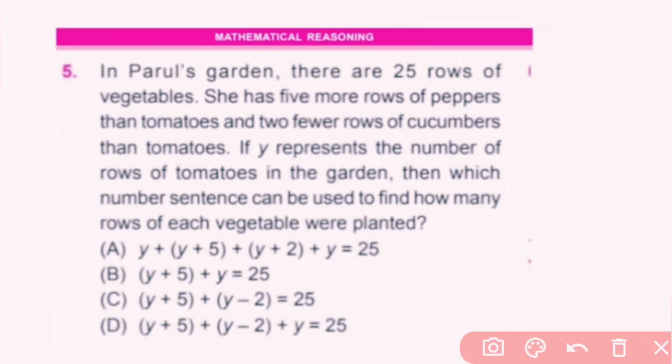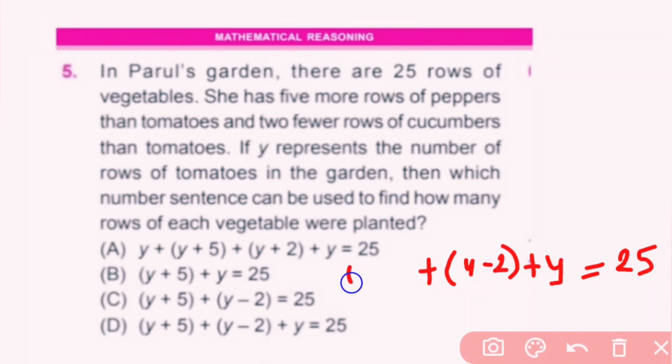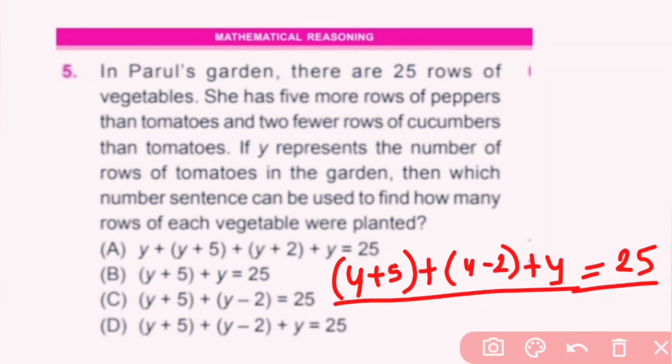So there are total 25 vegetables. Y we take it as tomato plus number of cucumber is 2 fewer than the tomato, means Y minus 2. She has 5 more rows of peppers than tomato. Tomato is Y and 5 more than tomato means Y plus 5, and total of this is 25. So equation will be this. So here D is correct.